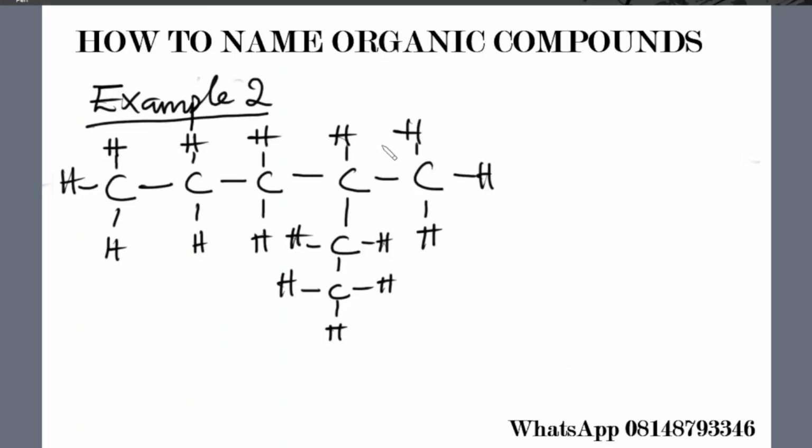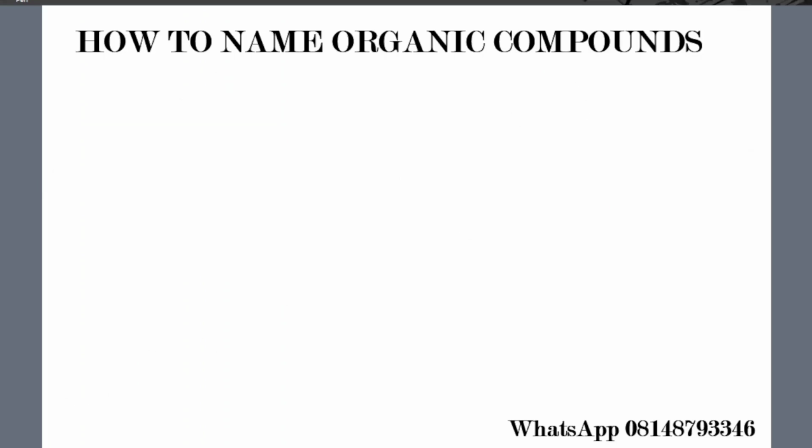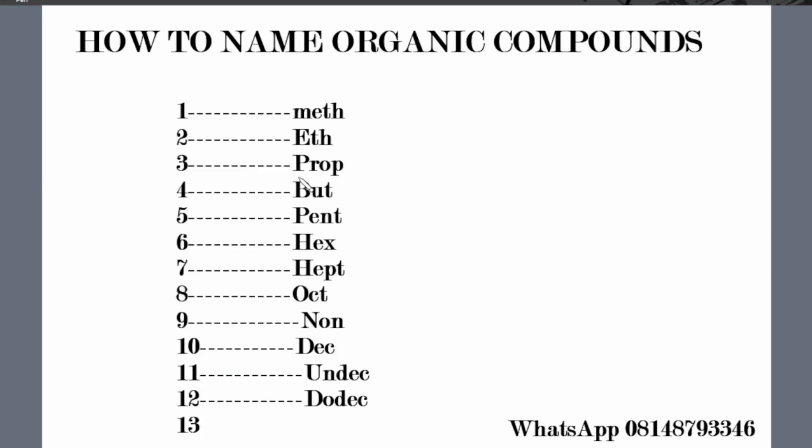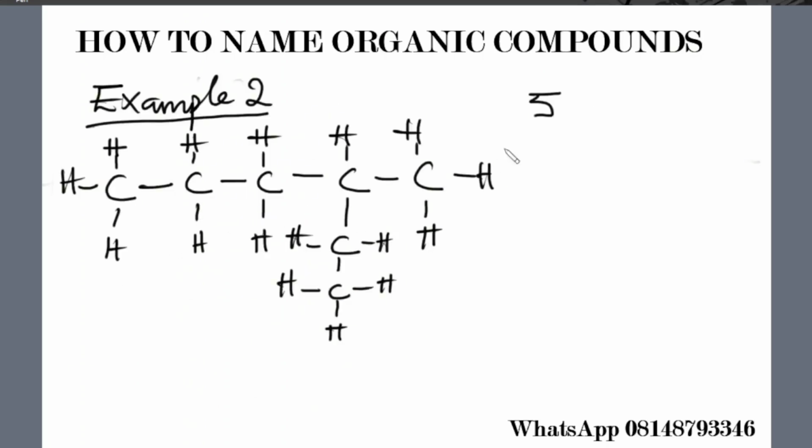The first thing, select the longest carbon chain. We have 1, 2, 3, 4, 5 horizontally. Then let's check vertically. We have 1, 2, 3. So 5 is longer than 3. So we have 5. The second thing to be done is to name the longest carbon chain. What is 5 called? In organic chemistry, 5 carbon atoms in a compound is called pent. So 5 is pent.